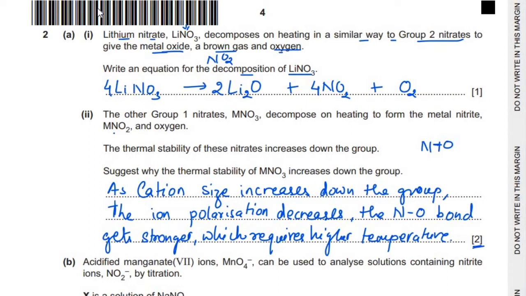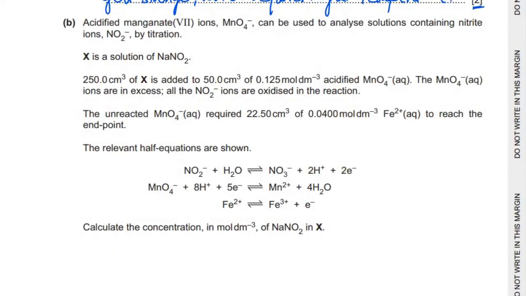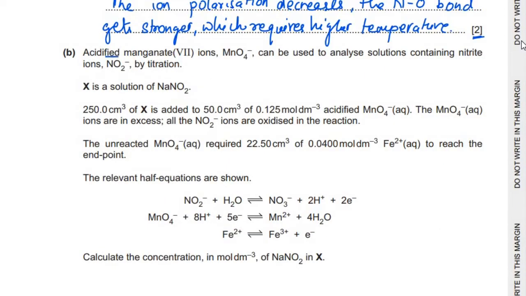The first thing is the cation size increases, and the second point is the ion polarization decreases, making the NO bond stronger. Okay, let's see what's the next question. Here we have probably a numerical: acidified manganate(VII) ions, that is MnO4 minus, can be used to analyze solutions containing nitrite ions, NO2 minus, by titration. X is a solution of NaNO2, sodium nitrite.